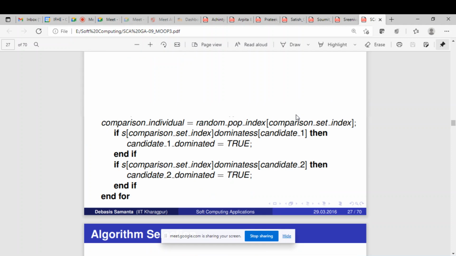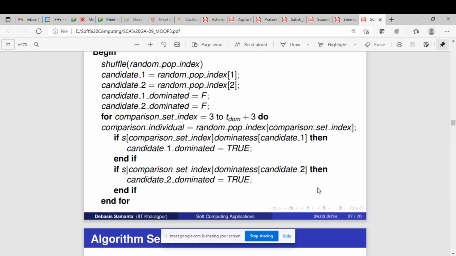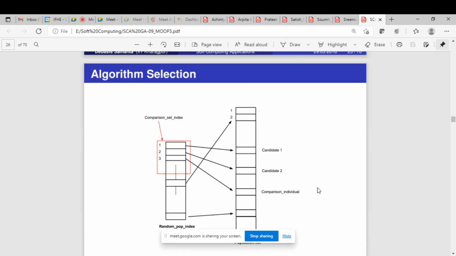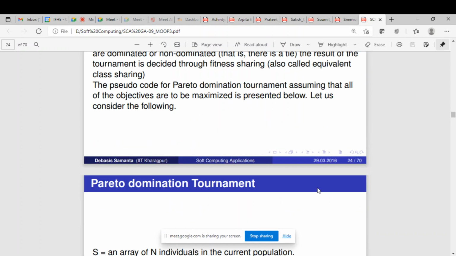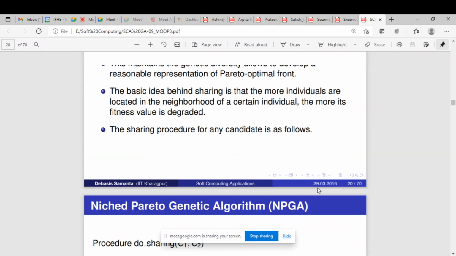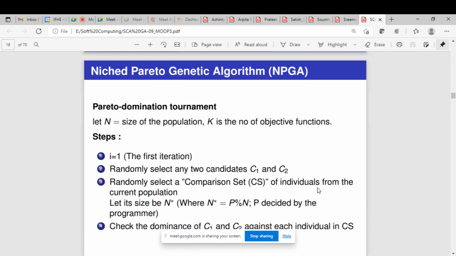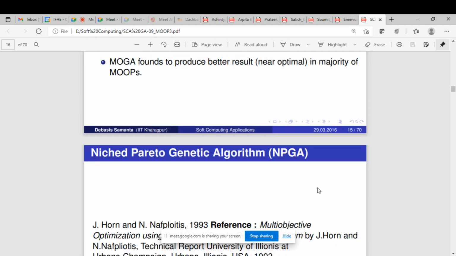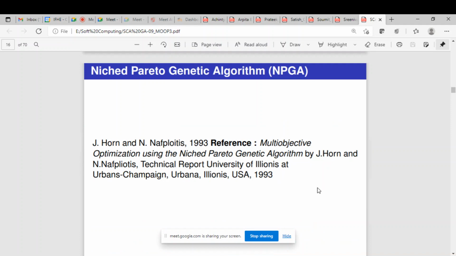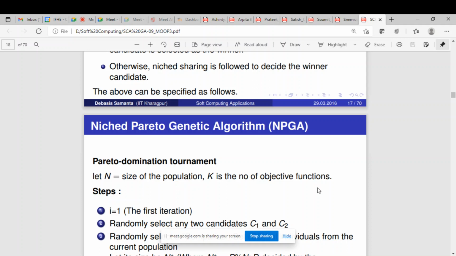Okay, so we are discussing MOOPS, multi-objective optimization problems. Especially in MOOPS, we are discussing Pareto-based optimization. Previously, we have discussed non-Pareto-based techniques. In the last lecture, towards the end, we were discussing one algorithm which is the niched Pareto genetic algorithm. So I guess you remember.